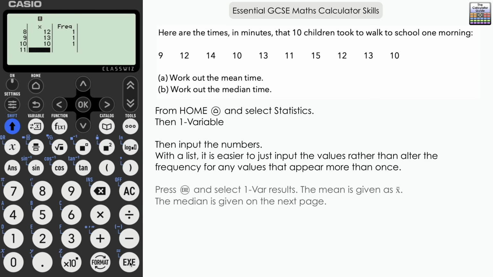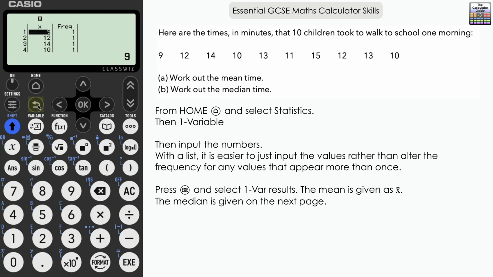Once you're done, press execute. And then we want one variable results. And we can see here at the top, this symbol here, X bar, represents the mean. So the mean will be the very first answer that you get, which is 11.9. And we'll scroll down, we'll use the page down here, which is on the right hand side. And you can see here we've got med here, which is the median, and that's 12. So we've got both values there for the calculator.